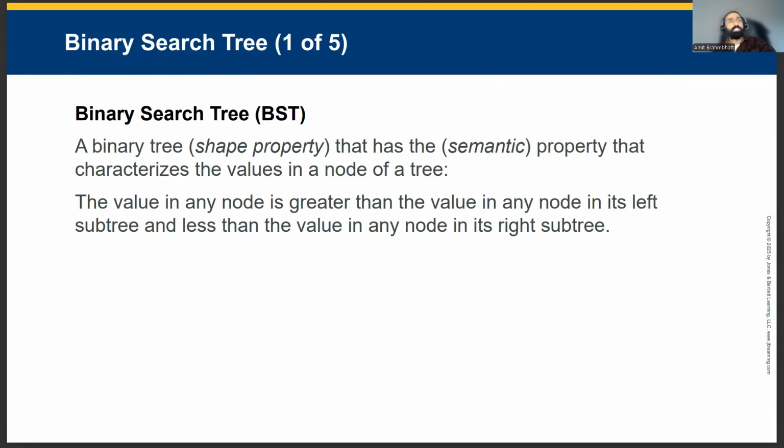Moving on, binary search tree. A binary search tree, or BST, builds upon the structure of a binary tree but adds an important rule governing the values within the nodes. For any given node, all values in its left subtree must be less than the node's own value, and all the values in its right subtree must be greater. This semantic property creates an ordered structure, allowing for efficient searching that can eliminate half of the remaining nodes at each comparison. BSTs provide a powerful combination of structured shape and logical ordering.